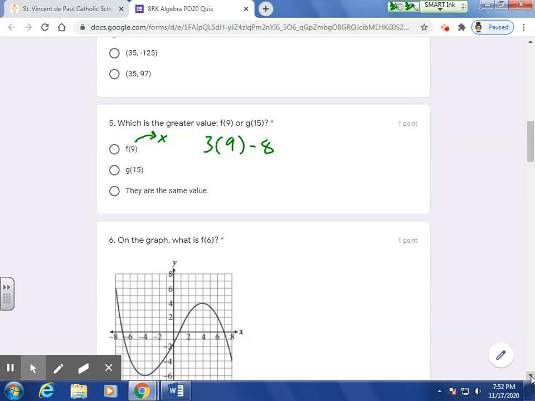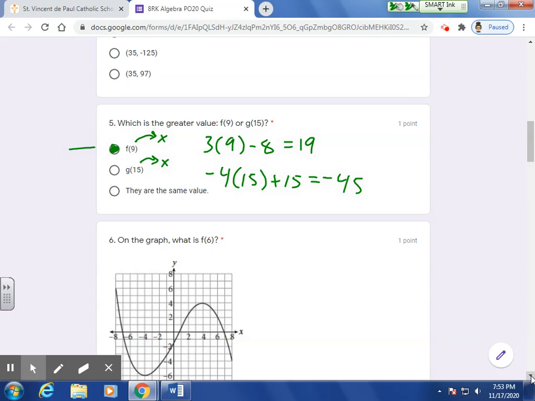3 times positive 9 is 27, minus 8 equals 19. Then for g of 15, we're going to the g of x equation, which is negative 4 times our value for x, because this also is x here. Negative 4 times 15 plus 15. Negative 4 times 15 is negative 60, plus 15 is negative 45. So 19 is the greater value. So f of 9 is the greater value. Just plugging those into each equation and solving.